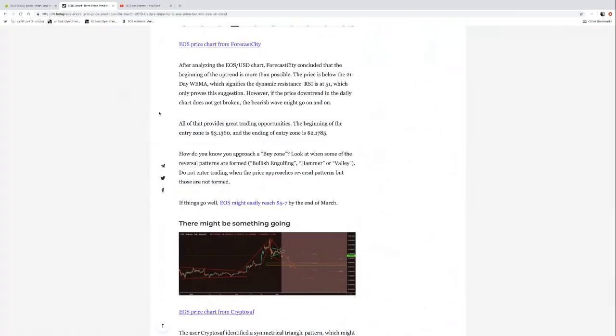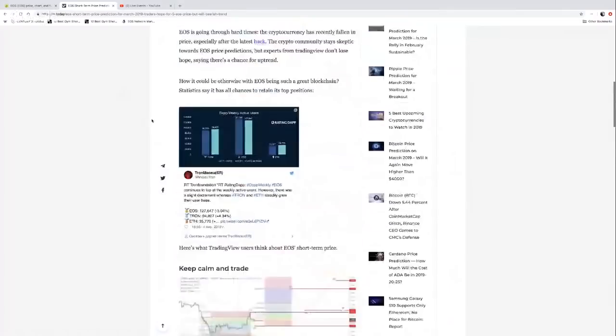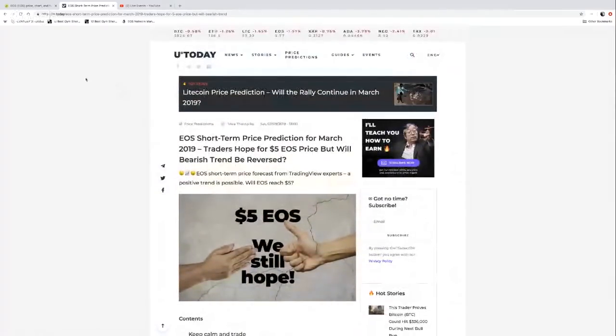My predictions are always my predictions only. You use your own information for your own valuations of the token. But my predictions are my predictions only. I'm looking for EOS to be $5 by the end of the month. I think this is a pretty realistic goal. I think there's a lot of action taking place in the cryptocurrency markets. And I think EOS by the end of the month is a very good prediction.